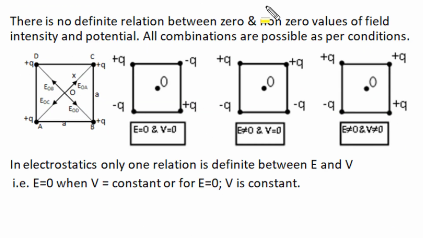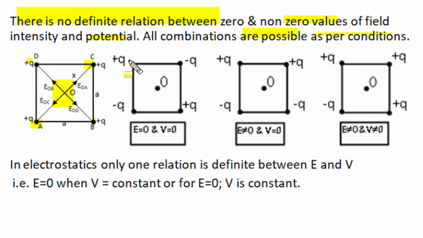For different natures of charge distribution, there is no definite relation between zero or non-zero values of electric field intensity and potential. All types of combinations are possible as per the condition of charge distribution. As in this square, all vertices have identical charge, then the resultant electric field vector sum is 0, but the resultant potential is 4kq by x, non-zero.